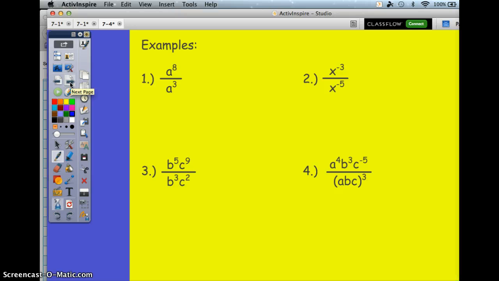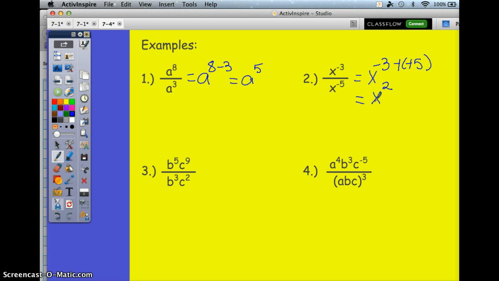If I have a to the 8th over a cubed, my like base is a, to the 8 minus 3, so you get a to the 5th power. Number 2, our like base is x, so you would have x to the negative 3 minus a negative 5, which becomes plus positive, so you get x squared.